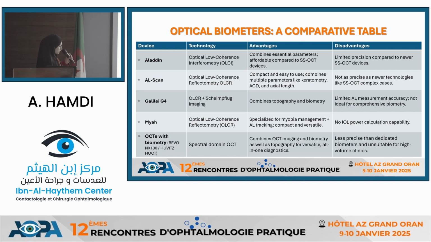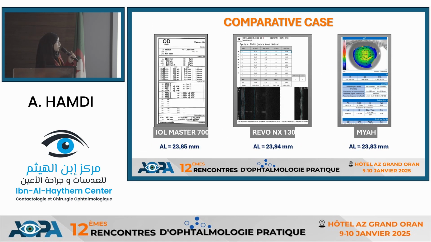Okay, there is a small comparative case. We've done it on 3 devices available in Ibn Haytham Center in Algiers: IOLMaster 700, Revo NX30, the OCT, and the MIA device. So the axial length measurement was done on a healthy eye, no cataract. We had similar results for both IOLMaster 700 and the MIA, so no big difference. However, there's a slight difference in the Revo NX30.